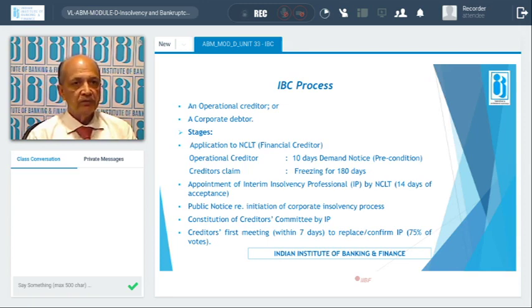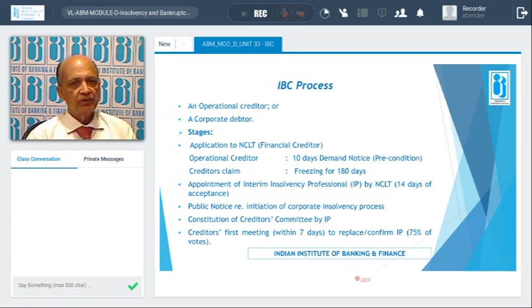So what is the process? These are the three parties that can approach the NCLT so far as a corporate is concerned: the financial creditor, where financial matters are involved and dues are pending, just like banks, lenders, financial institutions, etc.; then the operational creditor, for goods and services rendered and payment thereof; and the corporate debtor himself. And what is the process?